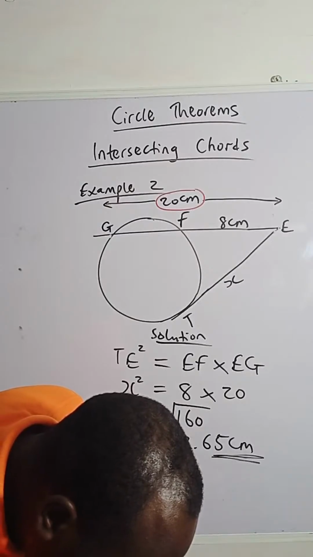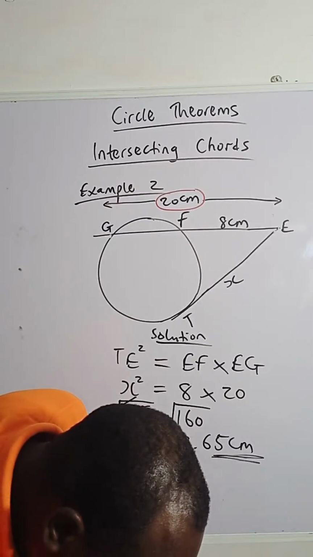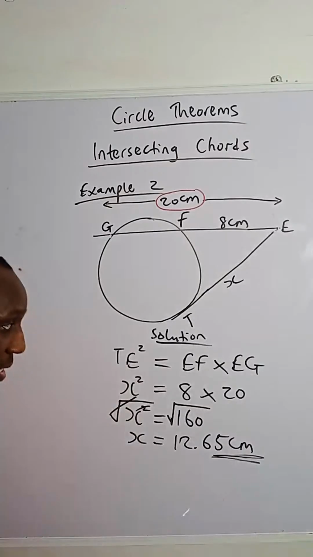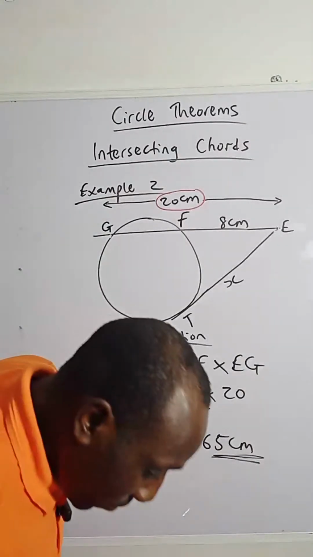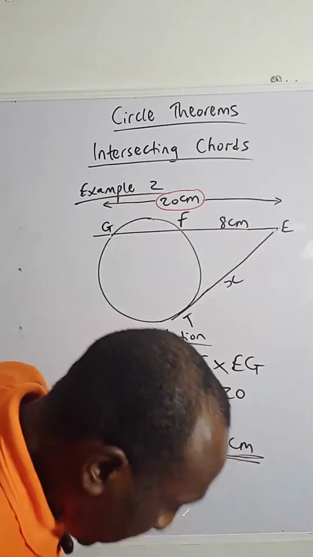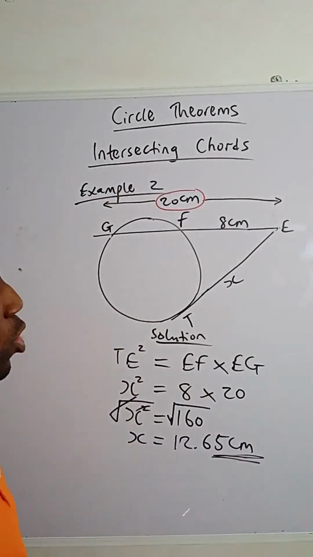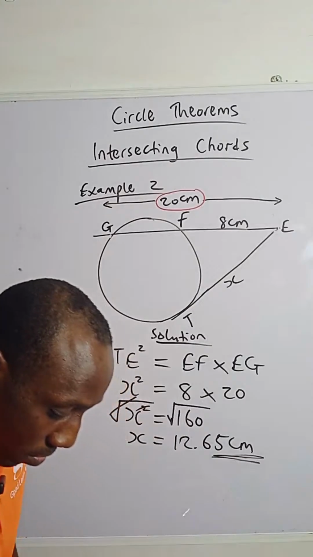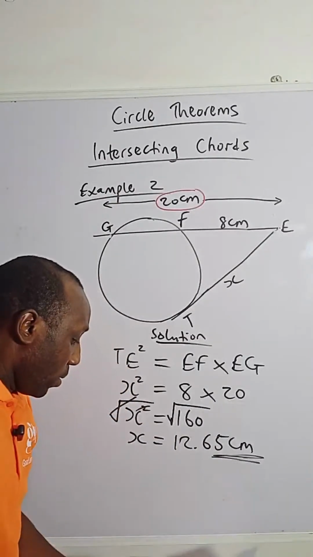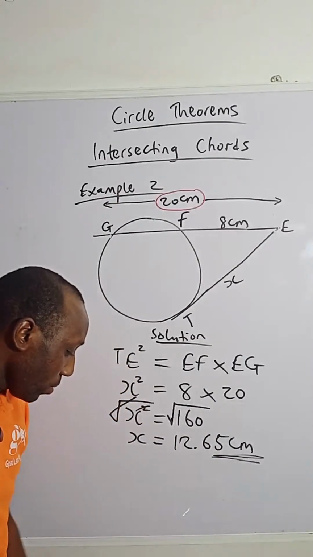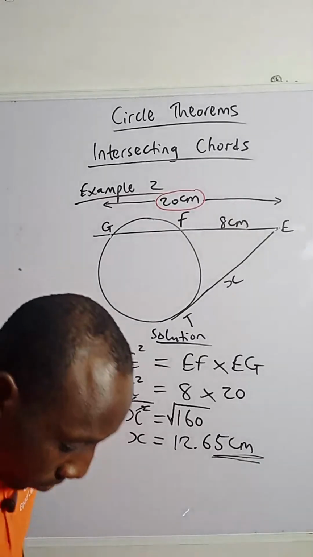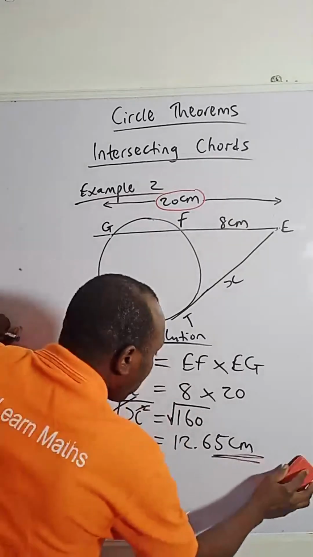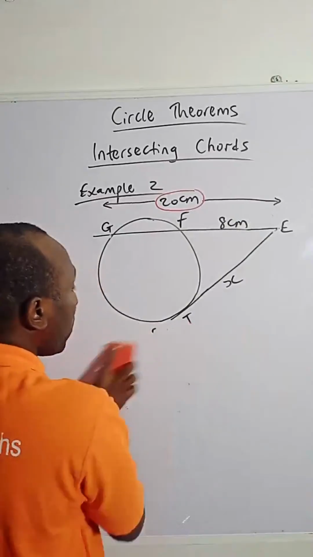Check it again. Yes, that's 4 root 10 if you want to leave it in short form. Can I move on? If you want me to move on, say move on, or just type 1 in the comments. Yeah, let's move on. Take a screenshot. I hope you've done that.